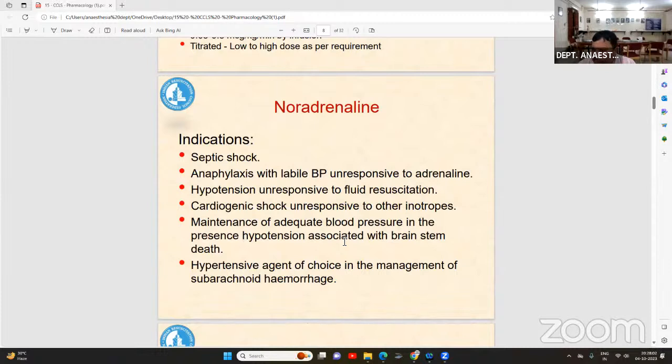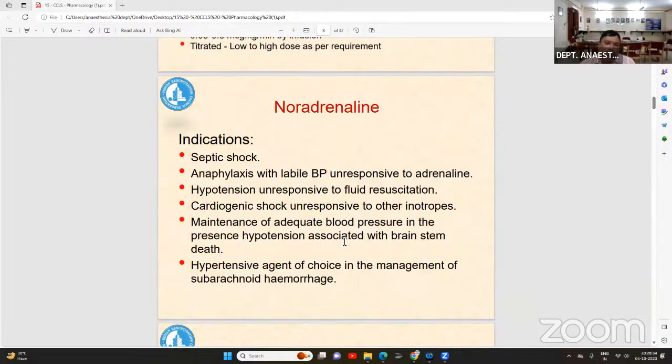And in cardiogenic shock not responding to other inotropes, and also for maintenance of adequate blood pressure in hypotension associated with brainstem death, when brain death is suspected. We have autonomic dysfunction in brain death, because all the vasomotor centers are located in the brainstem. You have significant vasomotor center disturbance. In that situation, for a brain death donor, like for end organ donation, you can maintain some amount of circulation to preserve organs like the liver, kidney, and heart.